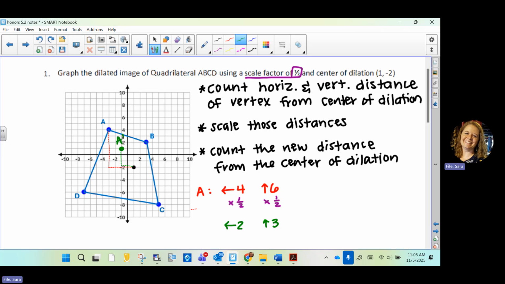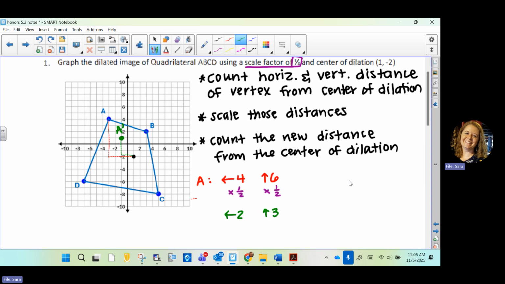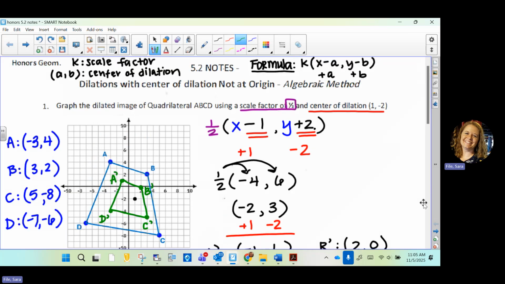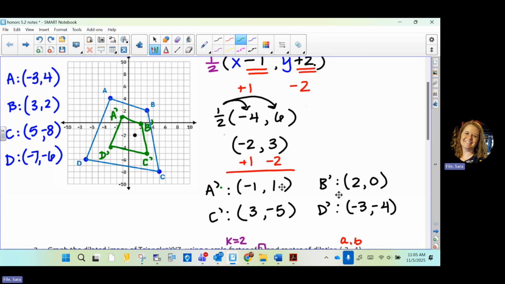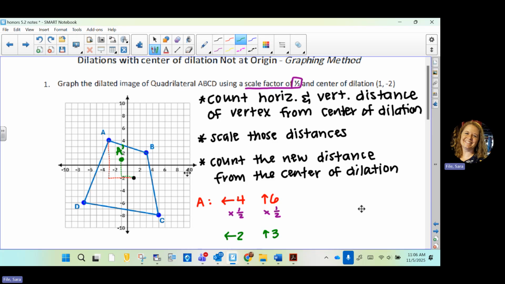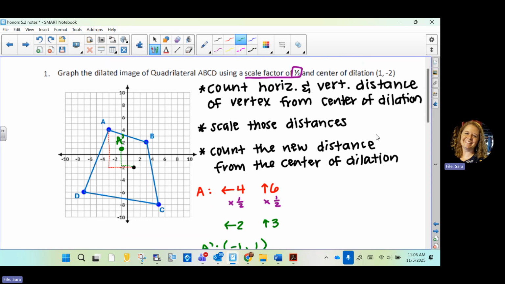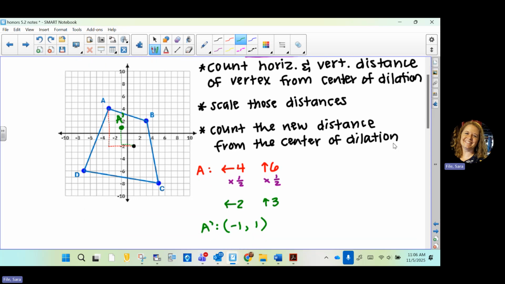Okay, so A prime, now I have to actually give it as an ordered pair. I don't get to just plot it. So what is that as an ordered pair? At -1, 1. Is -1, 1 the same thing we got on the front doing it algebraically? Yeah, -1, 1 for A prime. So you can count it graphically using the image, or you can do it algebraically like we did on the front. Now I would have to repeat this process for the other points.